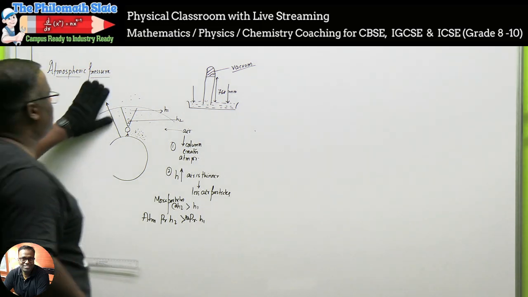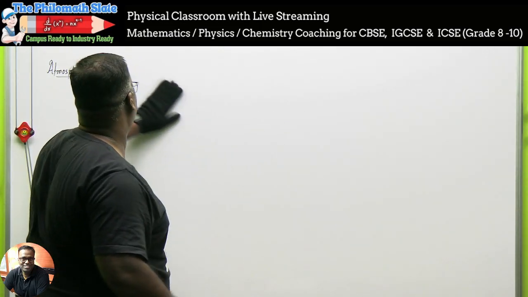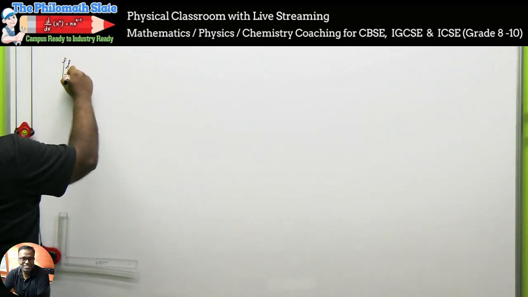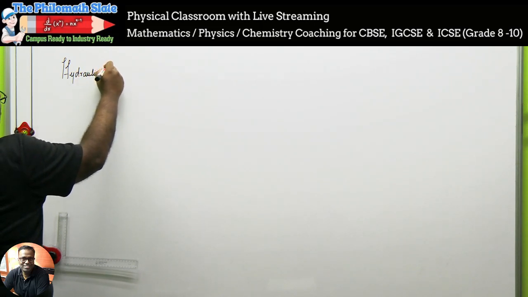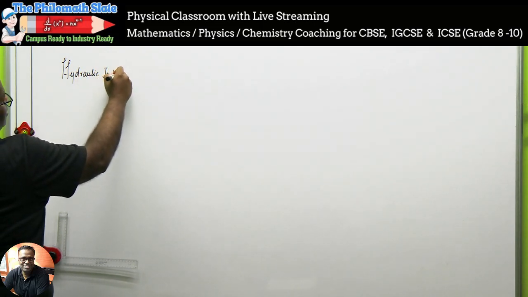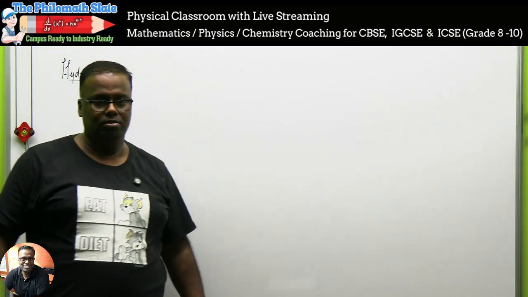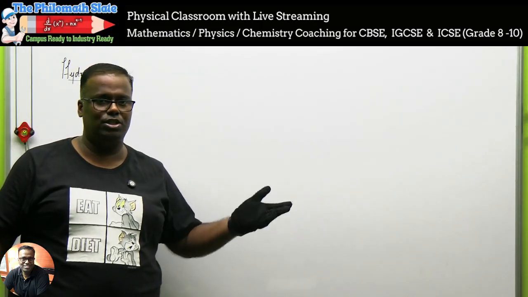And now we see two applications of liquid pressure. Hydraulic jack and hydraulic brakes. So what is a jack? A jack is a device which we use to lift heavier loads using lesser effort. कम effort से heavy चीज उठाना है.